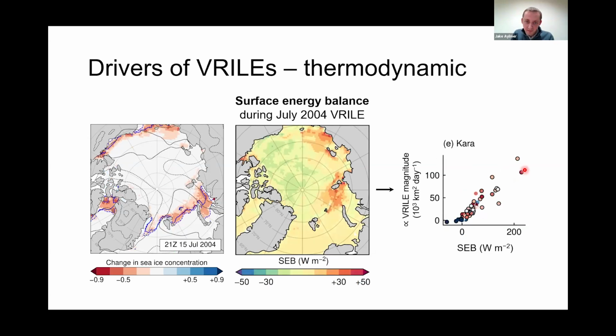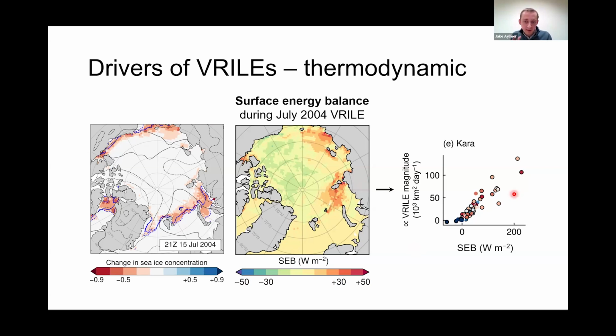So this is the second example that I showed before. This is the example of the rapid ice loss event that occurred without any cyclones present. As I said, this event is driven by thermodynamics, not dynamics. So here what we've done is we've used the surface energy balance. Now you might think, well, that's actually not a particularly useful quantity, but the two points here are, one, it does work in the same way. We have this correlation between the virile magnitude and the surface energy balance.